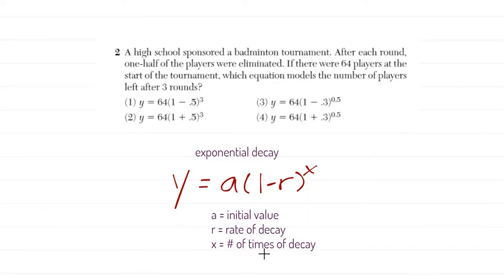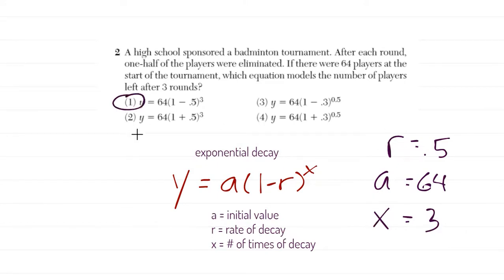So if we apply this formula to the problem, it looks like after every round, 1/2 of the players are eliminated. So if I go ahead and plug that in, we know R is equal to 0.5. And the initial amount that we start with, we start with 64 players. And then this is happening 3 times. We're going through 3 rounds of this. So we plug that in. So if we go back and plug all our values in, it looks like 1 is the only one that makes any sense. I'm starting with 64 players. I'm losing 1/2 after every round, and I'm going through 3 rounds. So again, this exponential decay formula you've got to memorize because you will see it again.